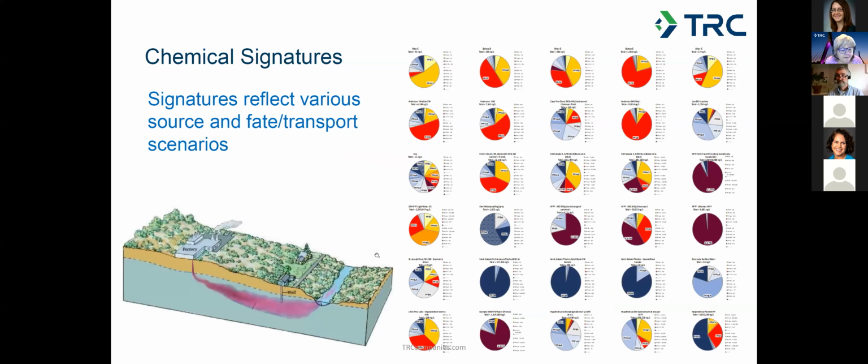So this slide gives you the big picture summary of the different signatures we may see, which can reflect different sources and our different fate and transport scenarios. At the top of the slide, you see an aqueous film forming foam source with more of the red-orange perfluorosulfonic acid. And down here at the bottom, you see more of a plastic source with more of the blue perfluorocarboxylic acids.